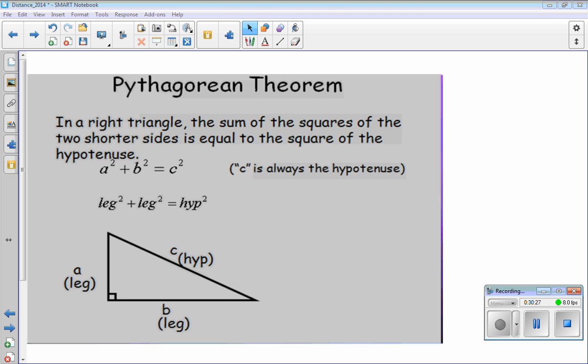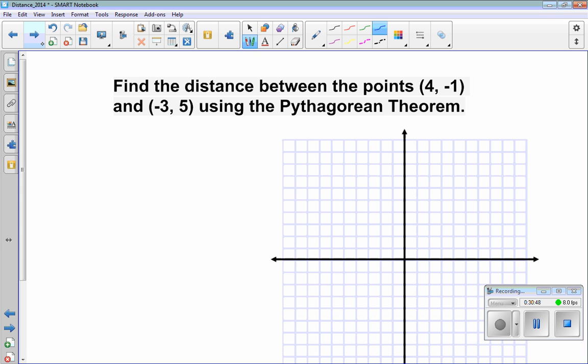To review, the hypotenuse is the longest side. It's the side that's always across from the right angle. And we know that the other two sides are called legs. Okay? So C is always the longest side. It's the length we're trying to find. We're trying to find the distance between these 2 points. Okay? So let's try a problem with the Pythagorean theorem, and let's see what happens.